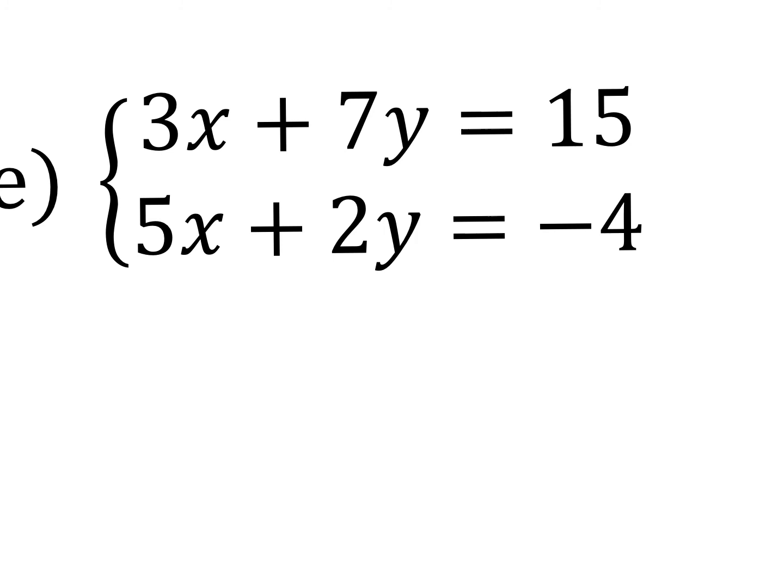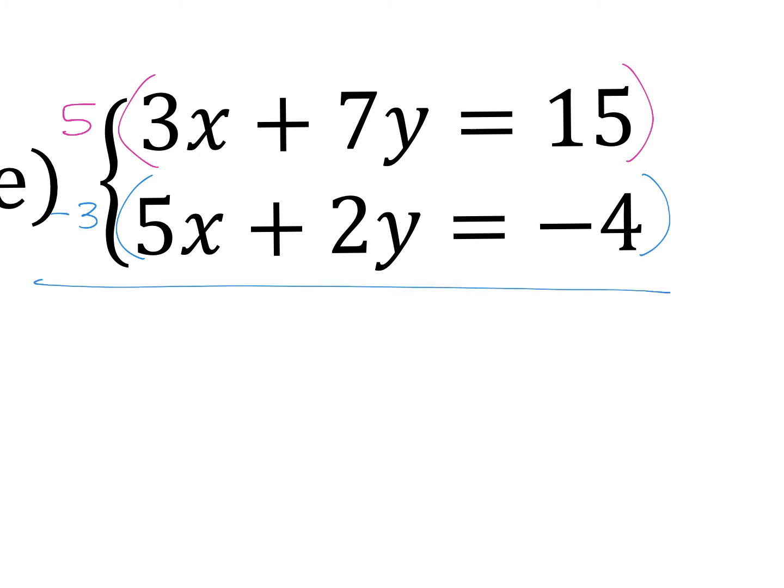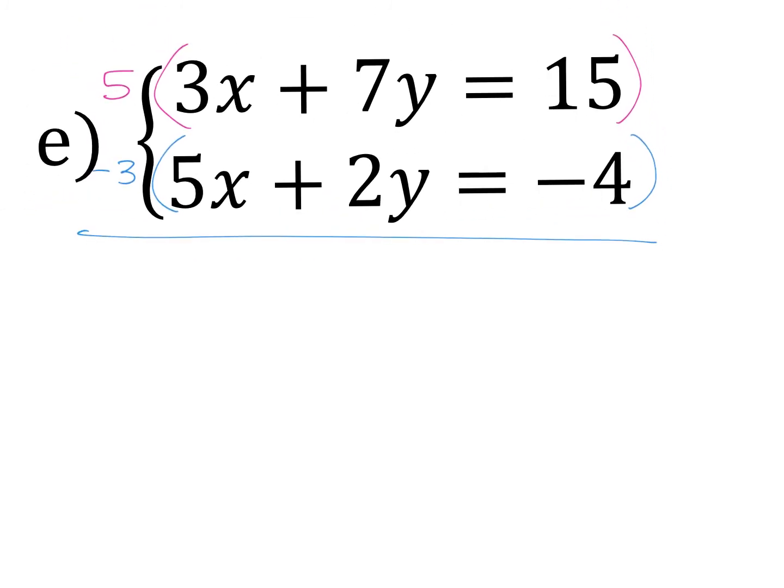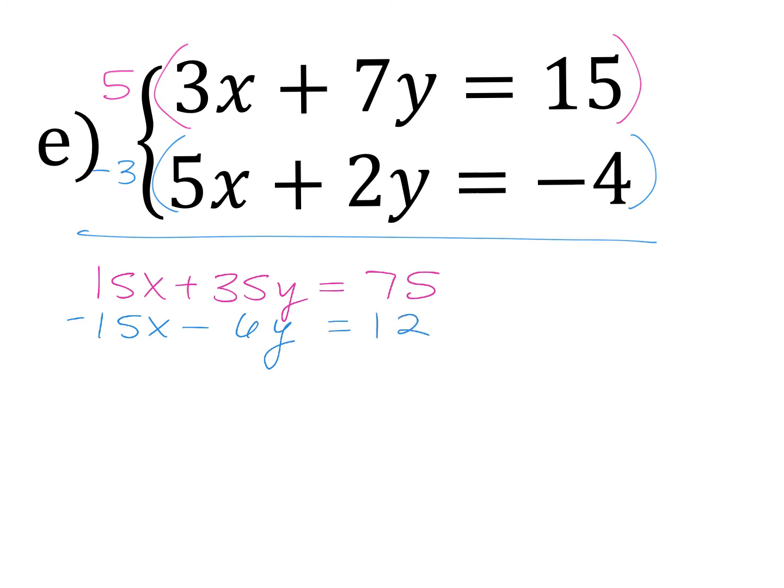Opposites? Okay, I'm going to do opposites just to be consistent. You're welcome to do that every time. So I would multiply top by 5 and the bottom by -3, just for the sake of consistency here. So we're going to do 15x plus 35y equals 75. And then multiply our bottom by a -3. So -15x minus 6y equals a +12.